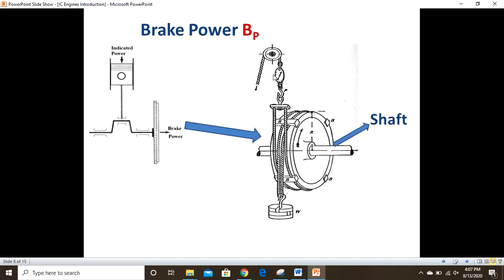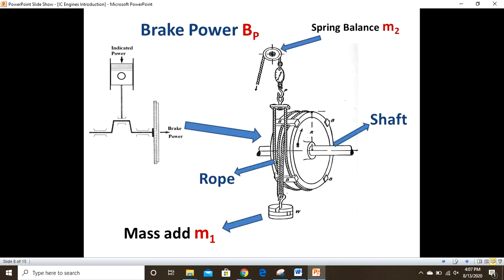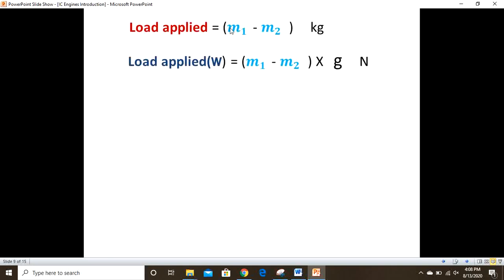There will be the shaft and the rope. You have the mass M1, you can add the mass here, and then you can add the spring balance unit. You know that the spring load applied is equal to M1 minus M2. M1 is the load applied, and M1 minus M2 is the effective load. The spring load will be measured in kg. If you need it in Newton, you multiply it with the acceleration due to gravity, 9.81, and you will get it in Newton.